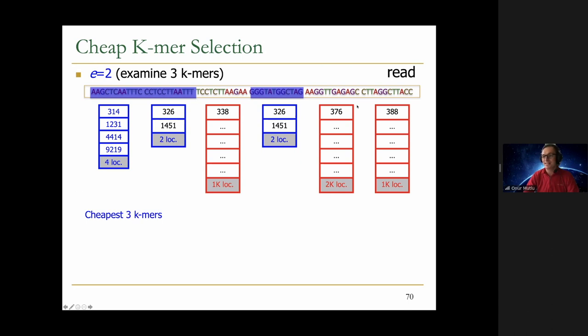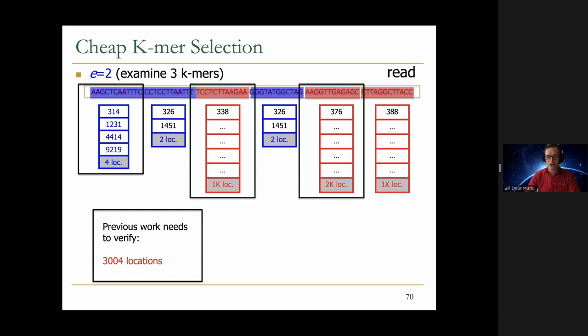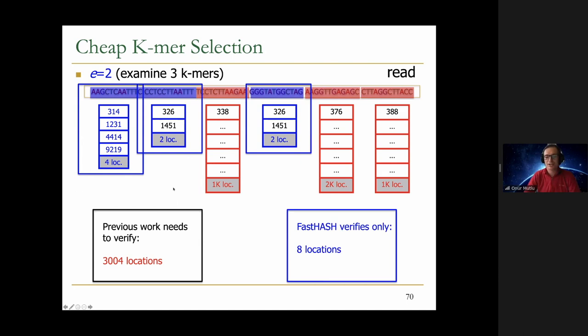But expensive K-mers, as you can see, are very expensive. So if you're unlucky, the previous work, which doesn't take into account K-mer cost to examine the locations, can examine 3,004 locations. Whereas if you're intelligent, you can basically get away with examining only eight locations in the reference genome. So this is sometimes called seeding also. I think of this seeding and filtering as similar steps, but you can also think of this as which seeds do you select to seed into the reference genome.